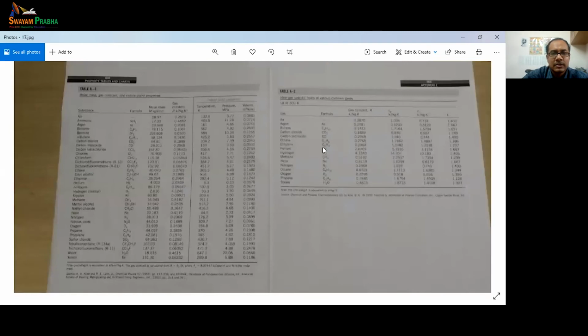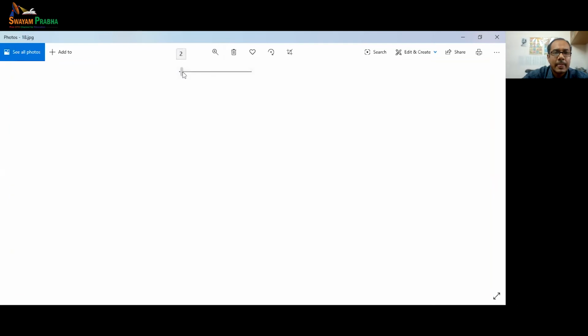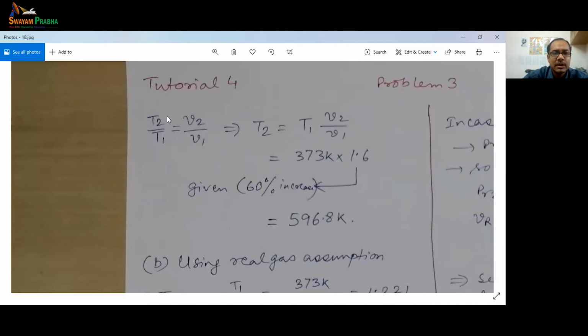Okay, so that means V over T constant means T2 divided by T1 will be equal to V2 divided by V1. So T2 can be found from T1 times V2 divided by V1, where all of these values are given: temperature at initial condition, volume at initial condition, and volume at final condition.